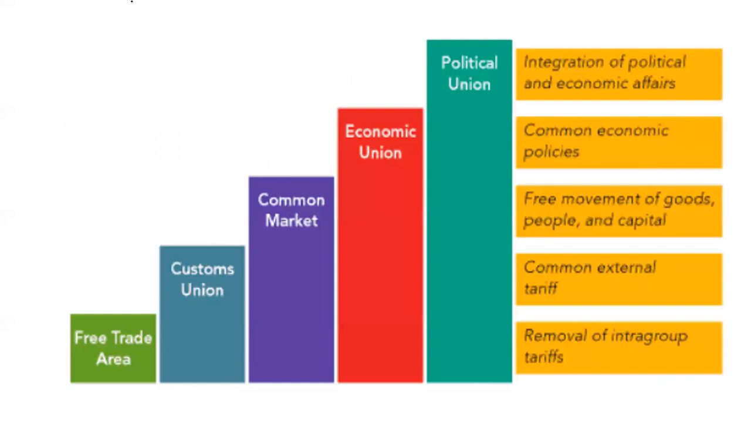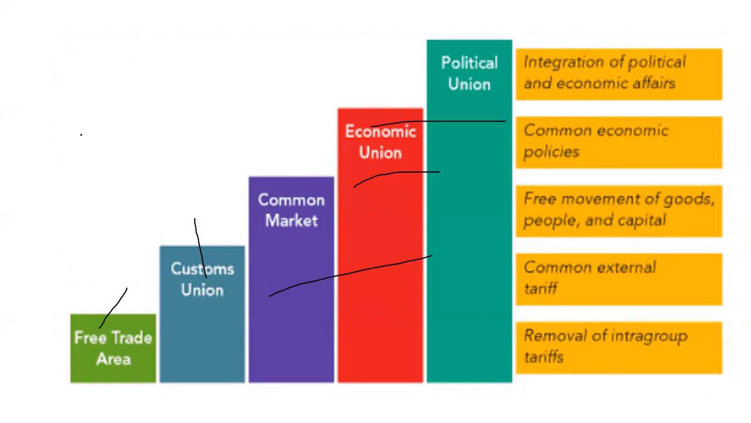So here are basically five levels of regional economic integration. First one is the free trade area, then it is the customs union, then we have the common market, then the economic union, and this is the political union. This is the lowest level. Free trade area is the lowest level, and the political union is the topmost level.